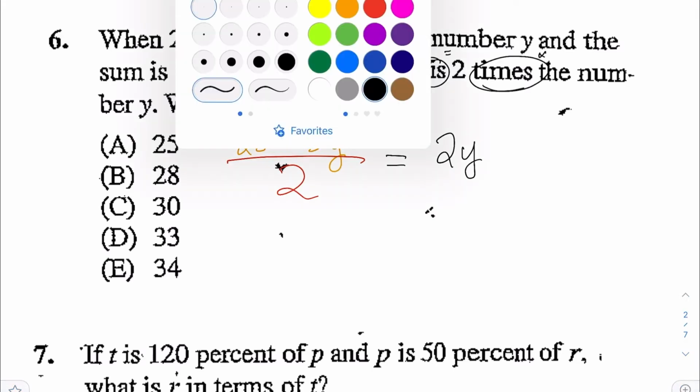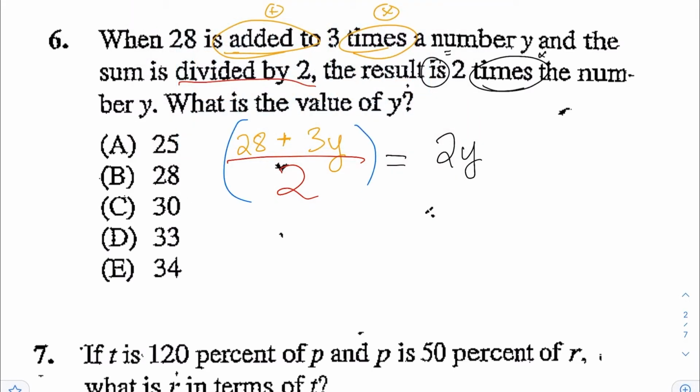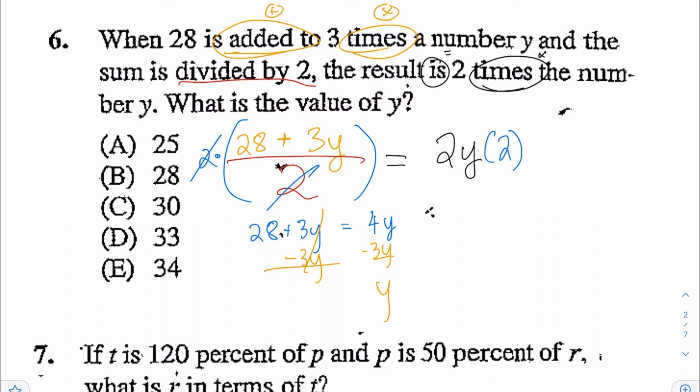And to solve for this, you're going to use inverse operations. And what you do on one side, you've got to do to the other side. So the first step is to times 2. Let's get rid of the denominator. You'll get 28 plus 3y on the left. And that's going to be equal to 4y on the right. And now you can subtract 3y on both sides, and you actually get that y on the right is equal to just 28. And that's choice B.